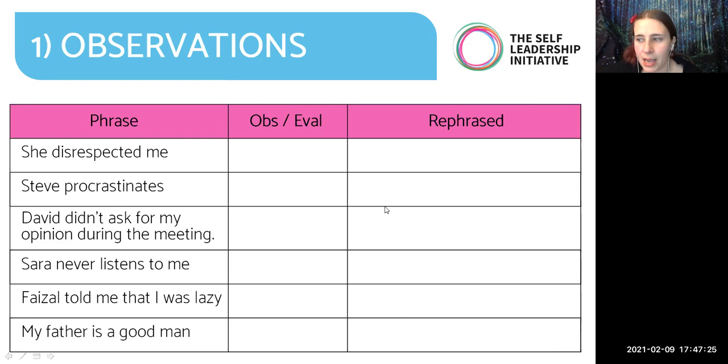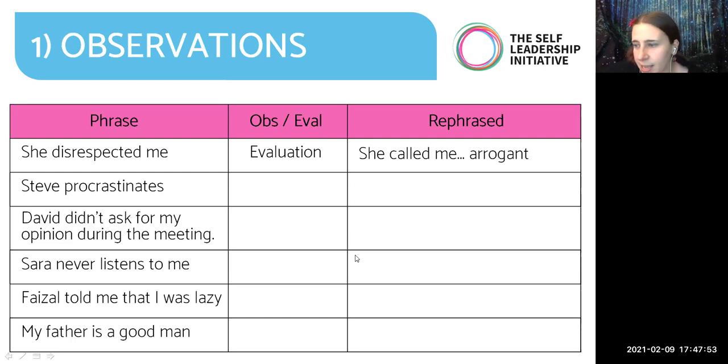This one is an evaluation, and that's because what the word disrespect means different things to different people. So by saying that, I'm evaluating that it was disrespectful to me. And so we might rephrase that by saying exactly what she said. She called me arrogant, or whatever it is. That would make it a more observational statement instead.